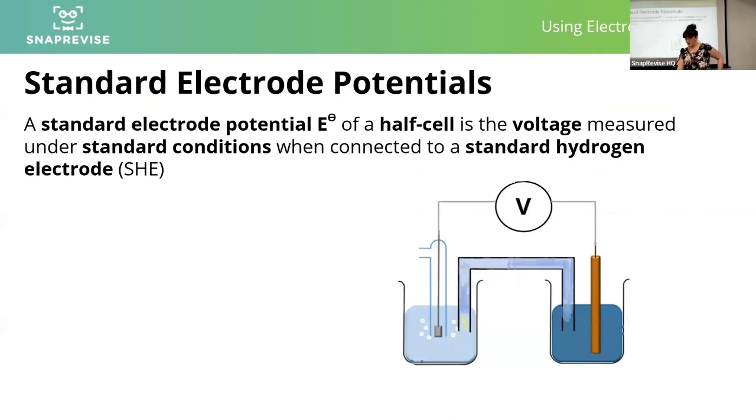Okay, so standard electrode potentials, and again, I'm going to make reference to them as being standard electrode reduction potentials because they are showing reduction. So a standard electrode reduction potential of a half cell is the voltage measured under standard conditions when connected to a standard hydrogen electrode, also known as an SHE.